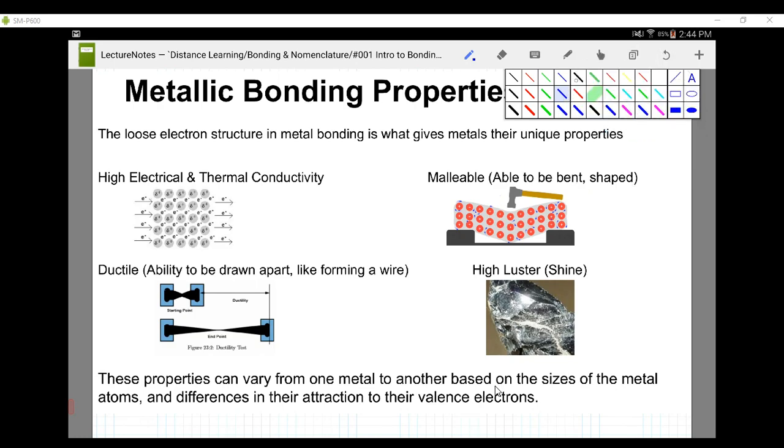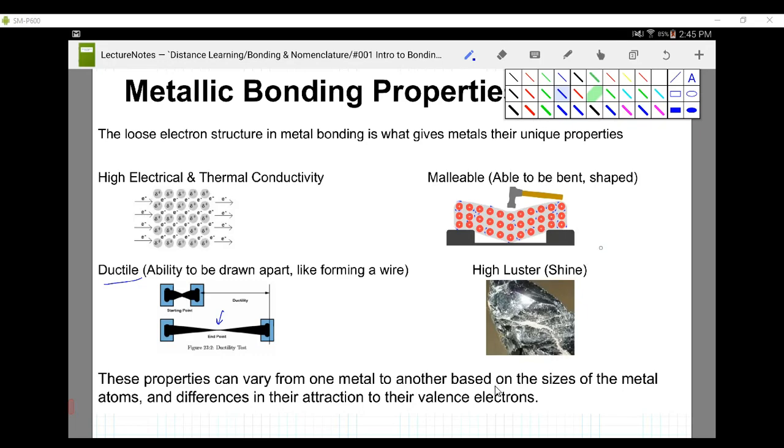Similar to malleability, we have another property called ductility, which is the ability of metals to be drawn apart, stretched, and shaped in that way rather than being pressed and formed. So this is like when you form a wire. Again, because we don't have the rigid structure of the ionic crystal, they can be reshaped in that way.